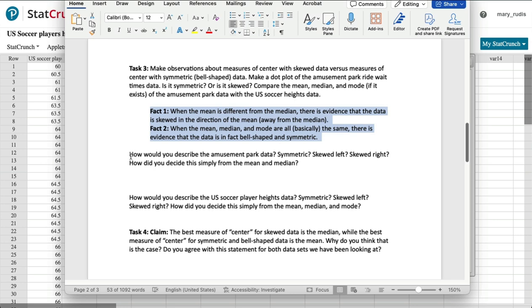So then answer these two questions if you can down here. How would you then describe the amusement park data? Would you say it's symmetric, skewed left, or skewed right? And how did you decide this? Simply from the mean and the median. And then how would you describe the US soccer player heights data? Is it symmetric, or is it skewed left, or is it skewed right? And how did you decide this? Simply from the mean, median, and mode. So I'm asking you to put your answers to those in your own words.